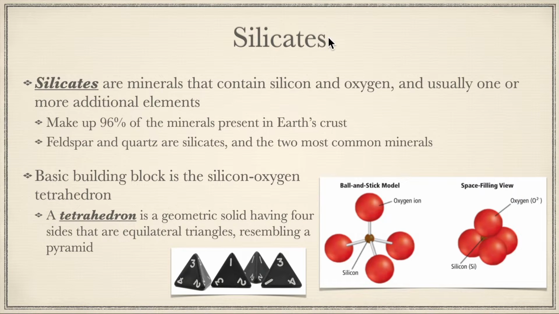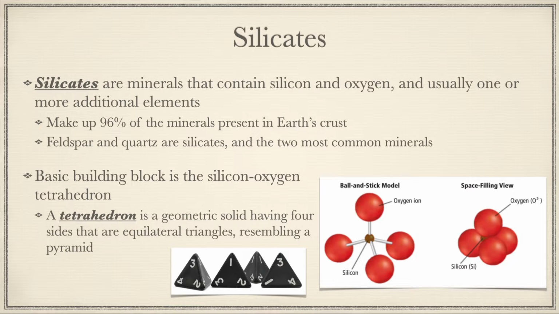So our first major group is the silicates. And silicates are minerals that contain silicon and oxygen, and usually one or more additional elements. Okay, so these make up 96% of the minerals present in Earth's crust. So most of our minerals are silicates. Feldspar and quartz are silicates, and the two most common minerals.